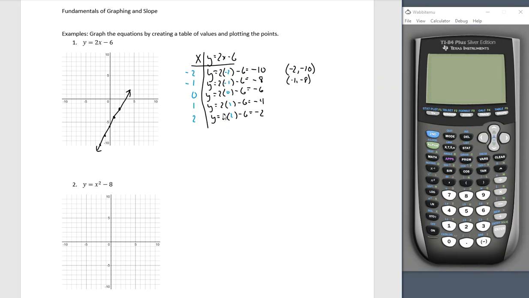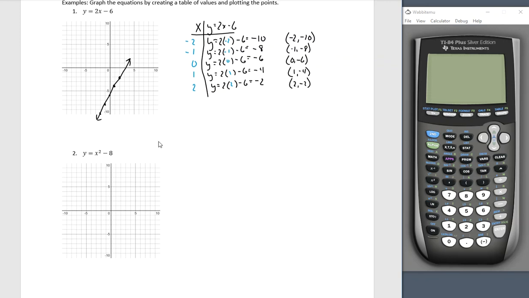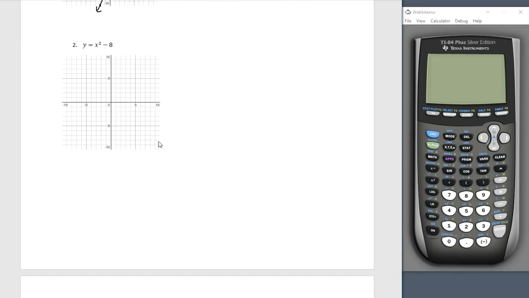So we could list all of these points. All right, 0, negative 6. If you would like to see them written out, make sure your 2 doesn't turn into a 7. And we can graph the equation. We could do this again for a different type of equation.